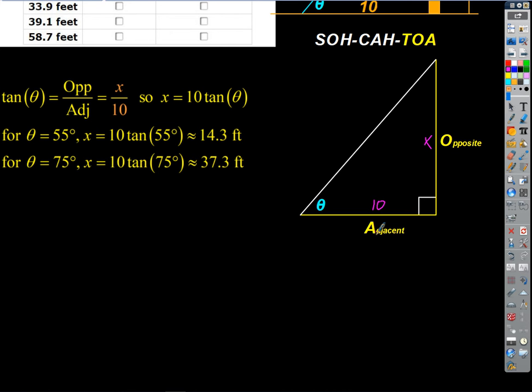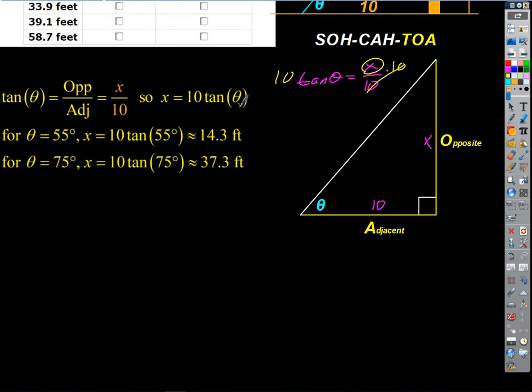Okay. So tangent of theta would be opposite over adjacent. So for us, that's x over 10, right? So if we get the equation tangent of theta equals x over 10, how would I solve for x? How do I undo dividing by 10? Multiply by 10. Right? So if I multiply each side by 10, I get x equals 10 tangent theta, right?